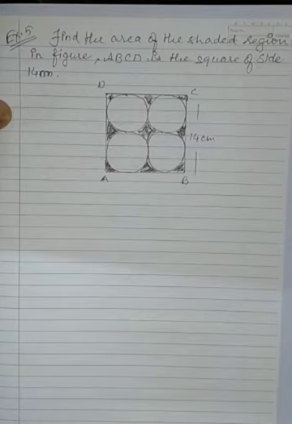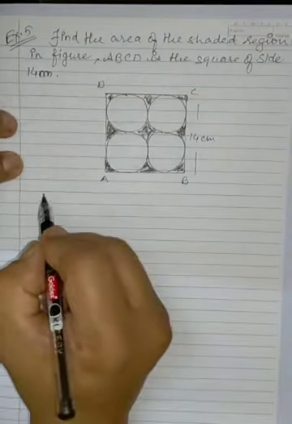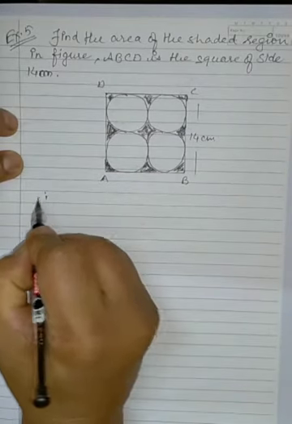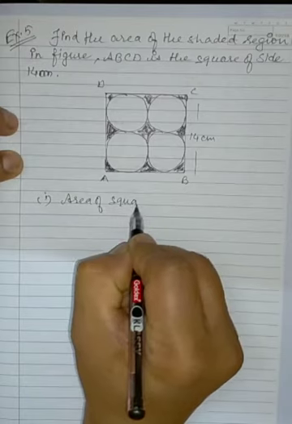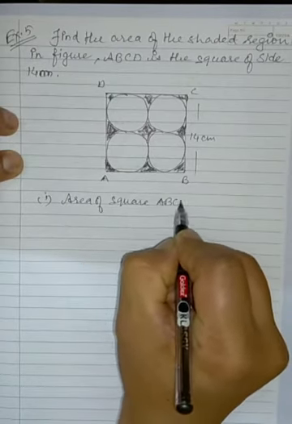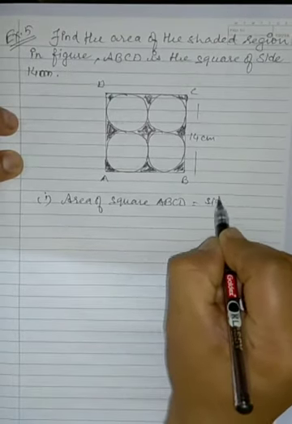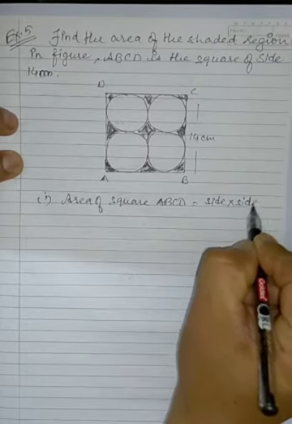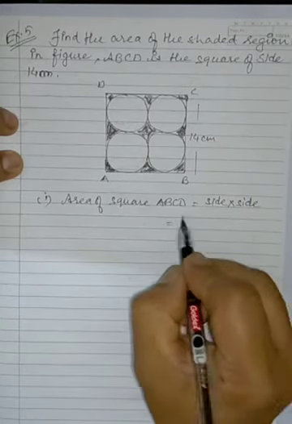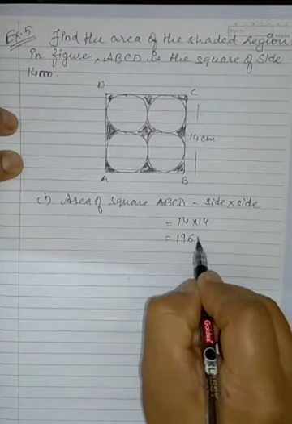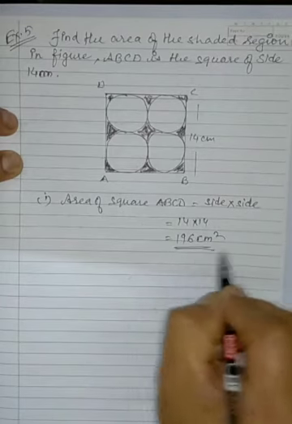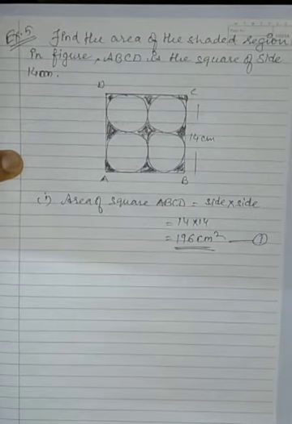Okay. Now, first of all, area of square ABCD is equal to, as we know the formula, side into side, square, which is equal to 14 into 14, that is 196 centimeter square, which is our first part.